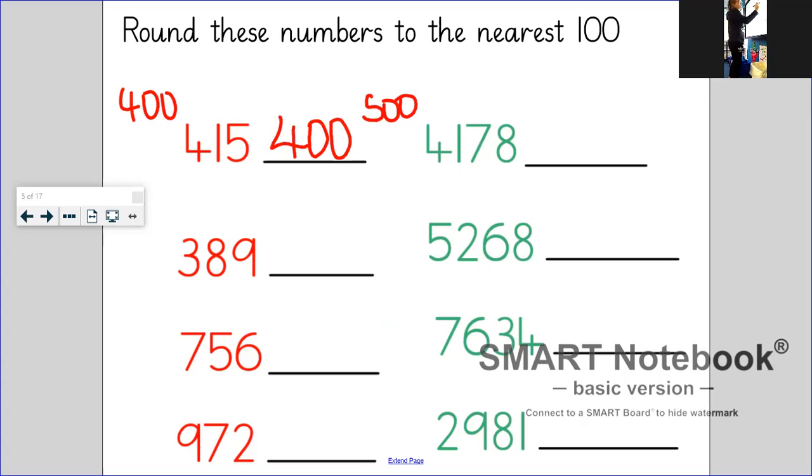Now this one, don't freak out. Look at your last three digits to start with. We can work through these to help us. So we've got 4,178. Well, 178 is what I'm looking at. And I'm looking at, is it closest to 100 or is it closest to 200? So I've got 178. Well, it's easy. It's much closer to 200. So it would be 4,200.